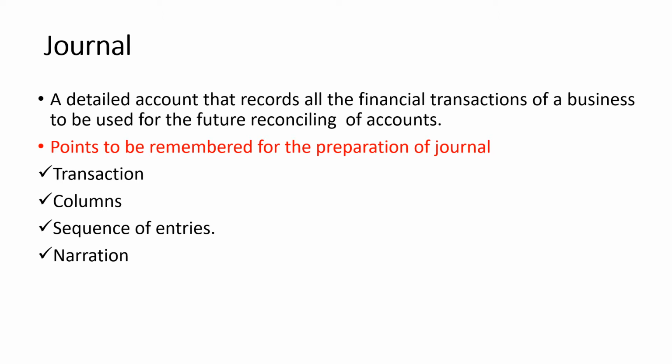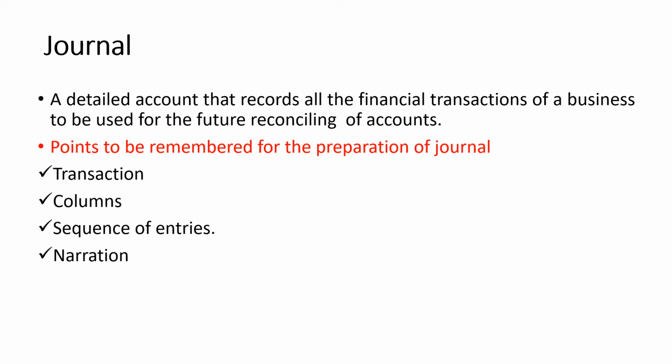Then LF is nothing but the ledger folio number, or the number in the ledger where we can find the particular account. Next is the debit amount column, where we have to write all the amounts relating to debit. Then in the credit column, whatever entries we are writing, that particular amount we have to write in the credit column.